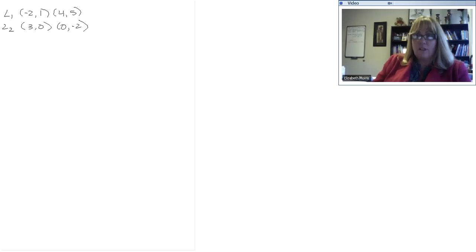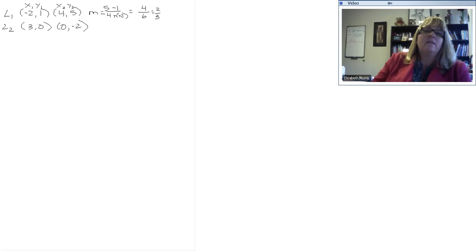Well, I'm supposed to look at the slopes. To determine if these lines are parallel or perpendicular, I have to look at the slopes. Well, what did we just work on? How do you look at slopes when you're given points? x1, y1, x2, y2. Slope is equal to y2 minus y1 over x2 minus x1. So we get 5 minus 1 is 4. 4 plus 2 is 6, or 2/3. Okay?